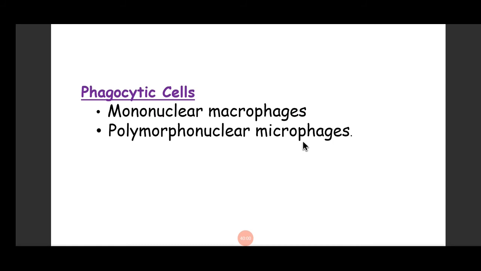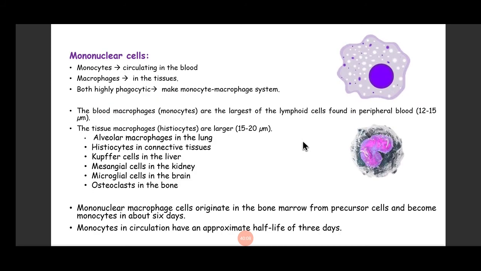Now coming to the phagocytic cells, there are two types of phagocytic cells: mononuclear and polymorphonuclear. Mononuclear phagocytes are monocytes and macrophages. Monocytes are present in blood, macrophages are present in tissue. In fact, these are monocytes. When they enter into the tissue, they become macrophages, and both of them are highly phagocytic. They make the monocyte macrophage system.